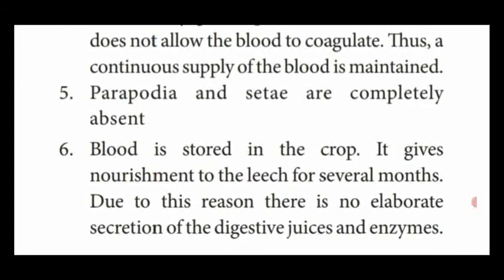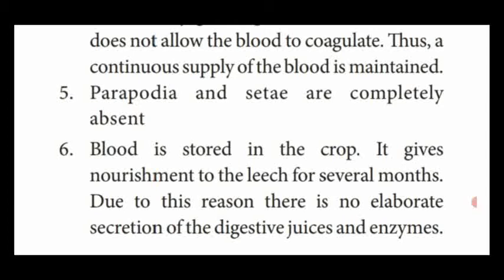Then the blood is stored in a region called the crop. This crop gives nourishment to the leech for several months. Due to this reason, the blood sucked by the pharynx is not digested immediately. It will take more time to digest the blood or food material with the help of digestive juices and enzymes.